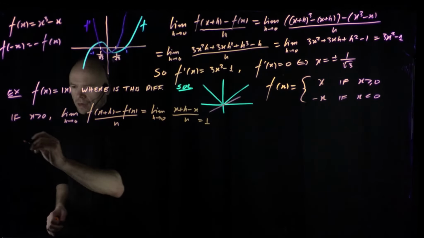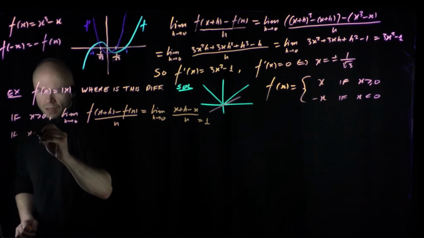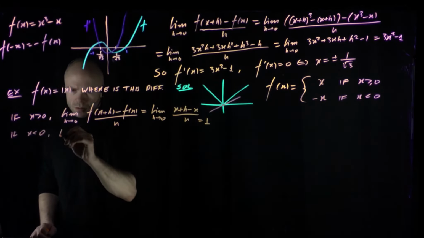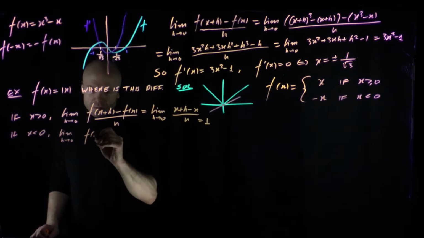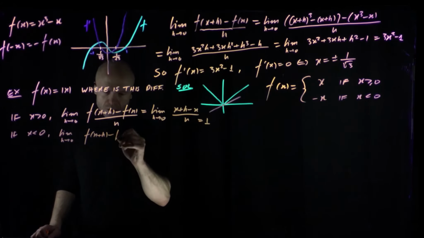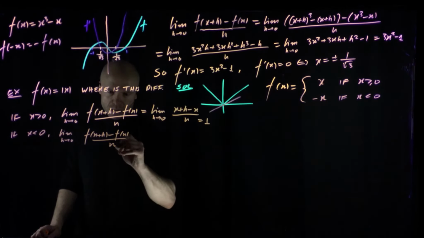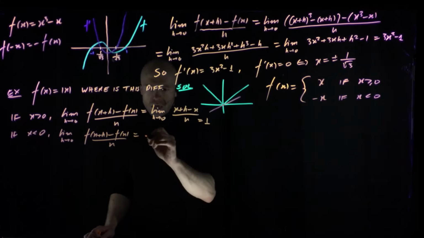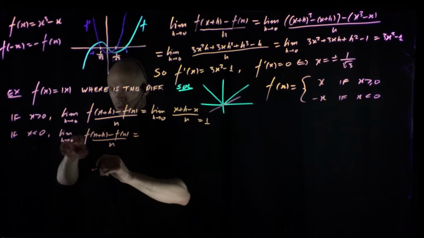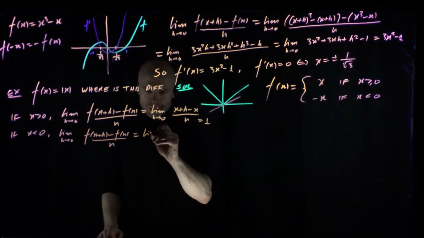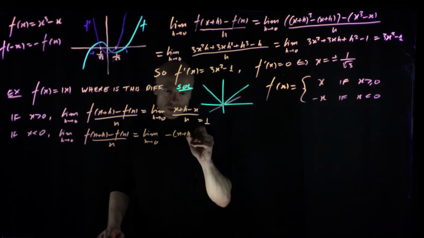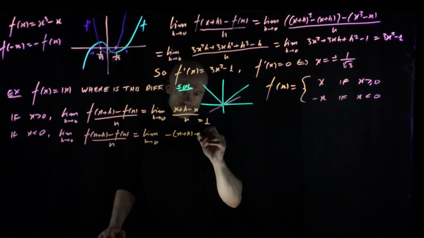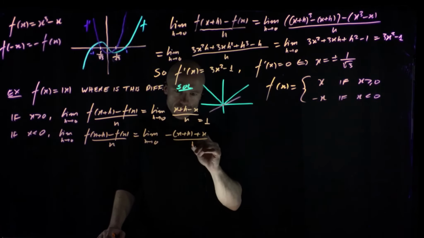Easy. And if x is less than 0, the limit as h goes to 0 of f of x plus h minus f of x over h. Now, since x is less than 0, this is the limit as h goes to 0 of minus x plus h, minus minus x, which is plus x, over h.